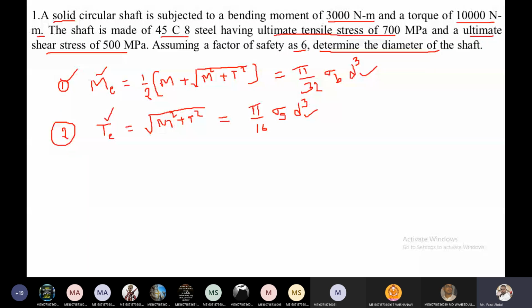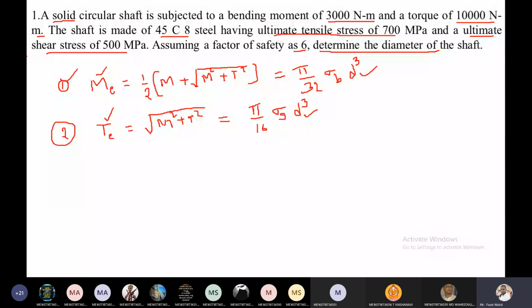Additionally, sigma b is not given and sigma s is not given. Here shear stress is given. What type of shear stress? Ultimate shear stress is given. Here ultimate tensile stress is given. So we first need to calculate this sigma b value and this sigma s value. First I am calculating the sigma b value.